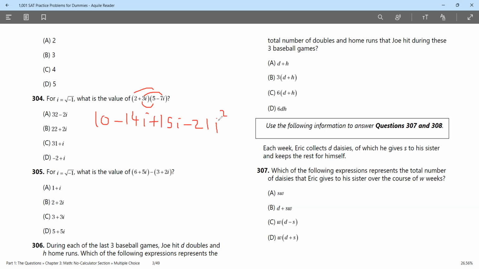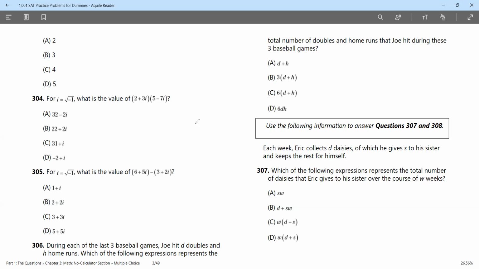Okay, so as we said before, if you see i squared, just cancel it and change the sign of its coefficient. So it will be positive 21 now. Okay, 10 plus 21 is 31. So I don't have to continue. There is no 31 here. So C will be the answer.